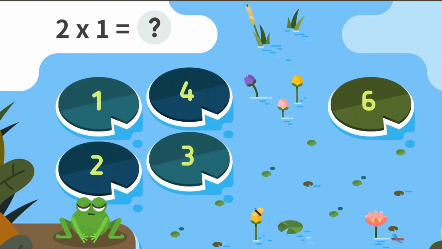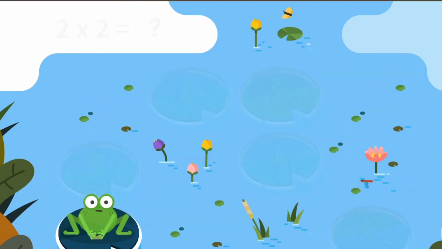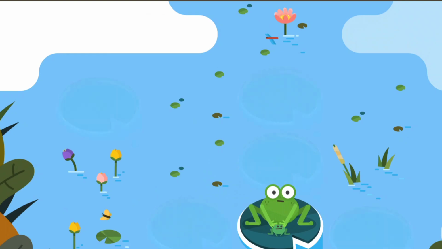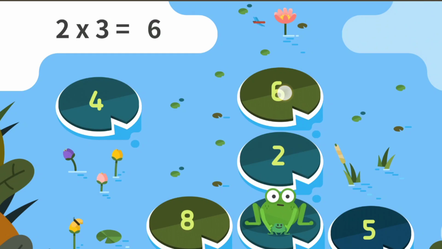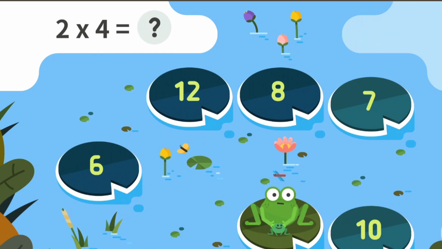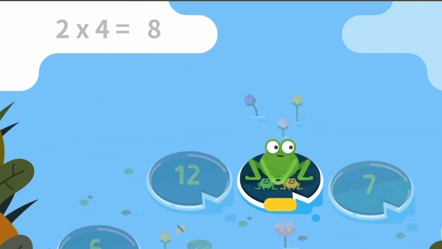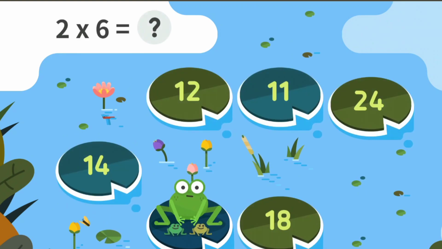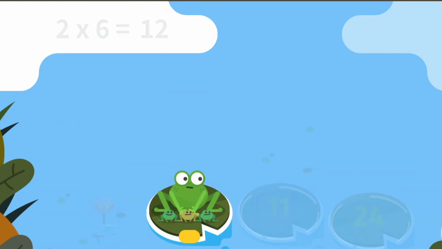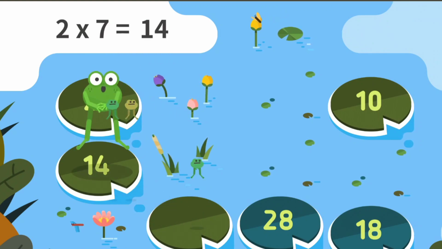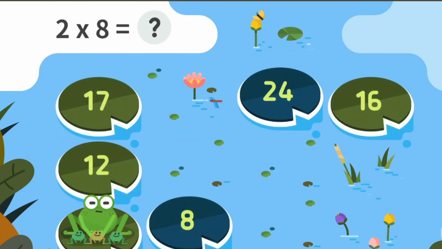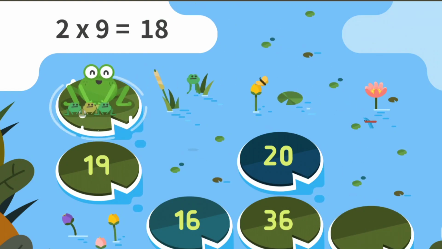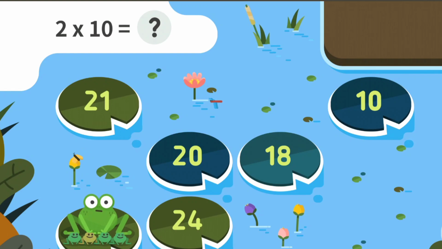2 times 1 is 2. 2 times 2 is 4. 2 times 3 is 6. 2 times 4 is 8. 2 times 5 is 10. 2 times 6 is 12. 2 times 7 is 14. 2 times 8 is 16. 2 times 9 is 18. 2 times 10 is 20.